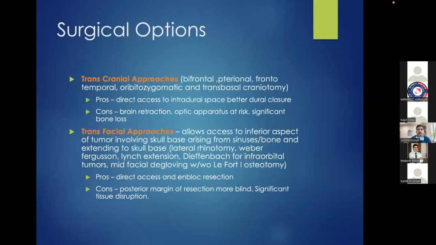Now, of surgical options, you have open surgical options versus endoscopic or endonasal approaches. So, open approaches like transcranial approaches, where the skull-base tumors are primarily involving the cranial side, you would do open surgical approaches with a variety of modifications: bifrontal craniotomy, pterional, fronto-temporal, orbitozygomatic, or transbasal craniotomies, wherein the tumors are more on the cranial side.